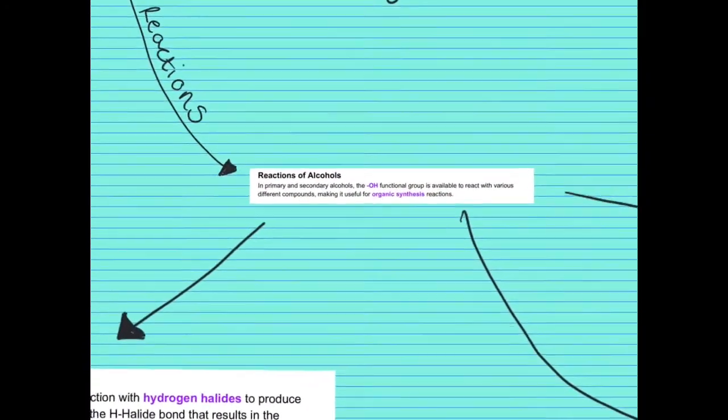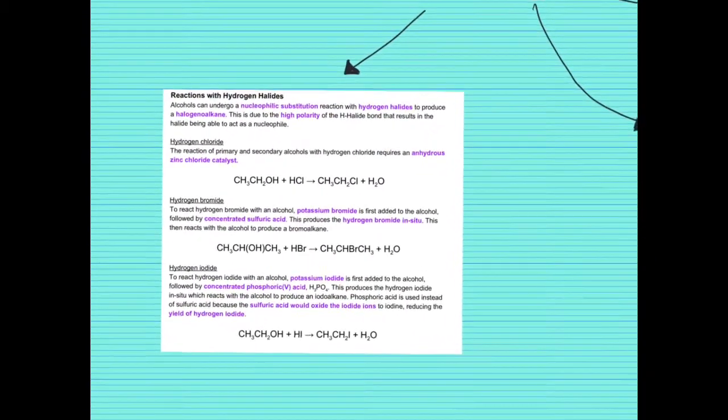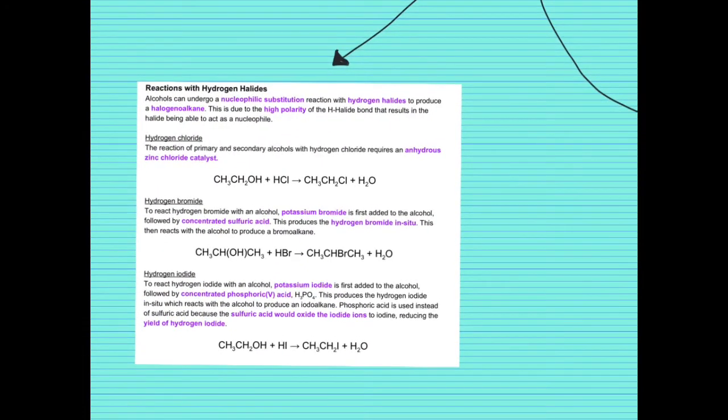So that's kind of the basics. Alcohols react quite readily because they've got their OH functional group, useful in organic synthesis. One way is to make halogenoalkanes by nucleophilic substitution. Reaction with hydrogen halides produces a halogenoalkane, so an alkane with a halogen on the end.